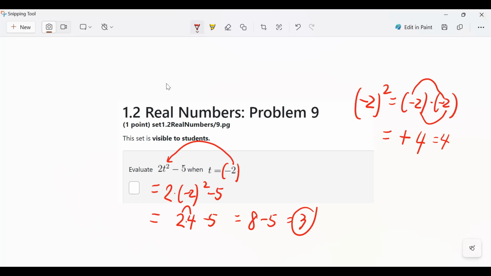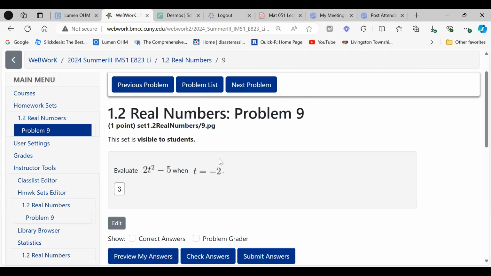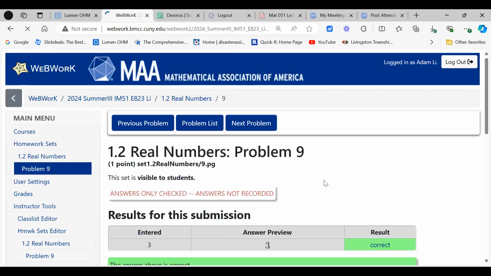Any question about this? Okay, we still have, yeah, checked it, right? Answer is correct.